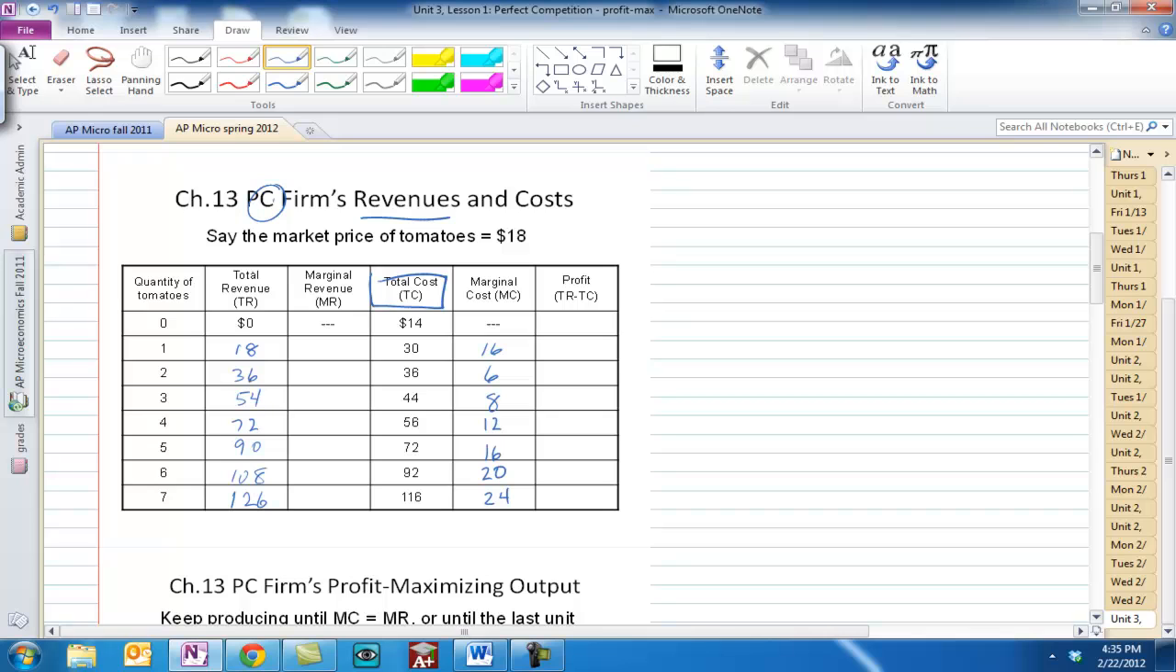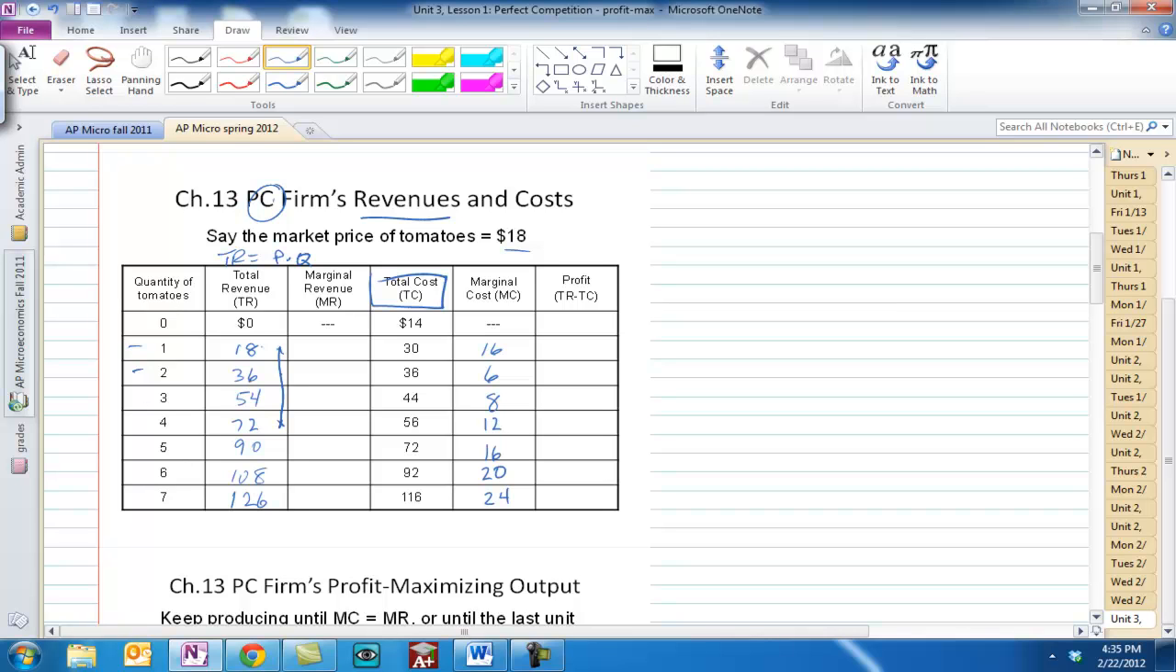We're going to say that this is a tomato farmer, and the market price of tomatoes is $18. Let's say this is per pound or whatever. So at $18, for the first pound of tomatoes, their total revenue is $18 times 1 pound, which is $18 total revenue. If they sell 2 pounds of tomatoes, they're going to get $36 of total revenue. Our total revenue is simply equal to the price of the good times the quantity of it sold.